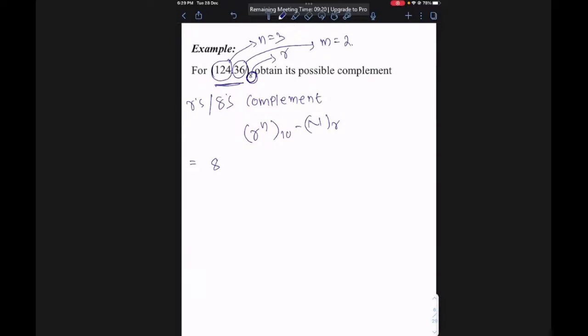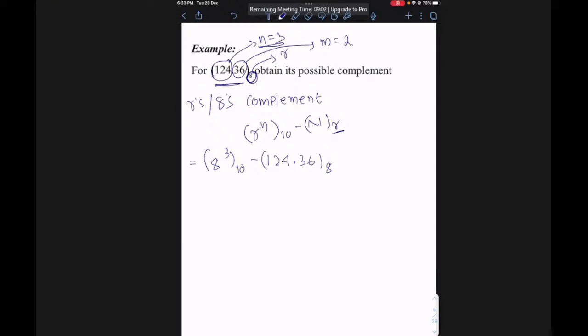So r is 8, 8 power n. n is 3, so 8 power 3. This is in base 10. Minus the number 124.36. This is in base 8, because the formula says this is in base r. So how much is it?